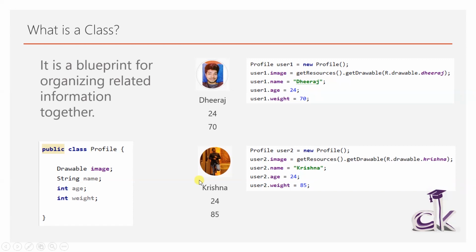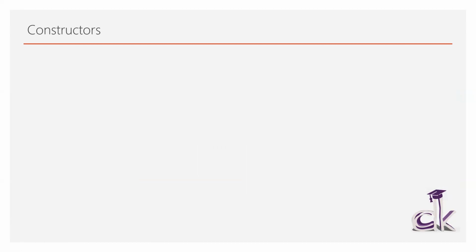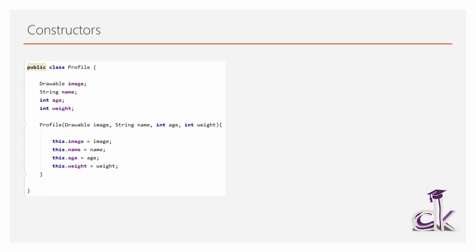Now, although we have created the two users, you will notice that it has taken up a lot of lines here, and this is not a good practice of writing code, because we have something called a constructor for doing this. A constructor is nothing but a function which lets you initialize the variables inside the class.